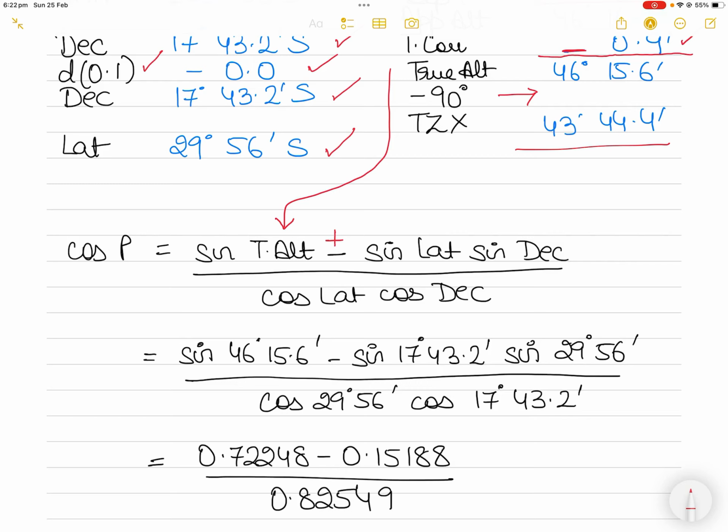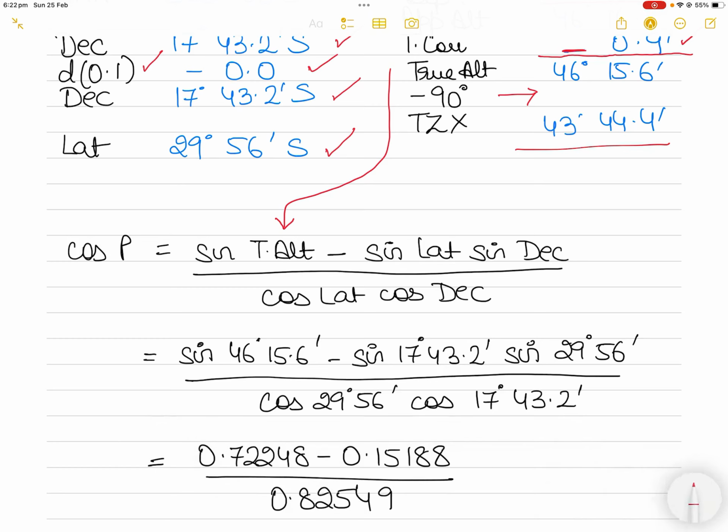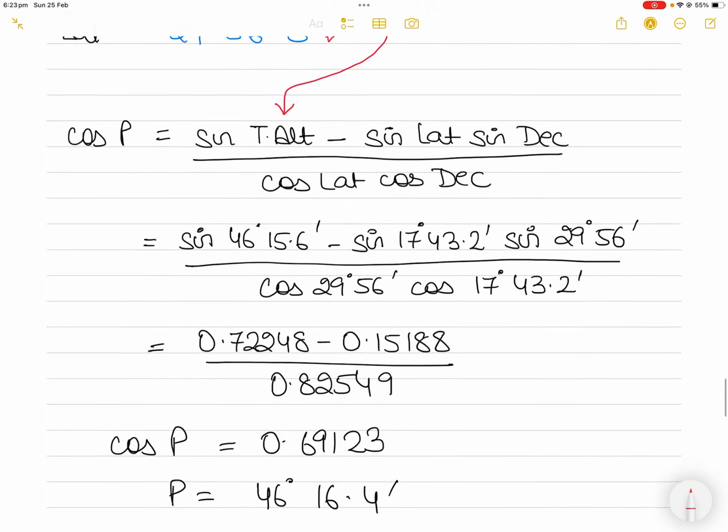If lat and dec are same names, it will be minus. If lat and dec are different names, it will be plus. Now in this case, both lat and dec had the same name. Both were south. That's why I used minus. If one was north and the other was south, it would be a plus. So simply then put the values in of true altitude, lat and declination. Straightforward, put the values in, solve them in stages.